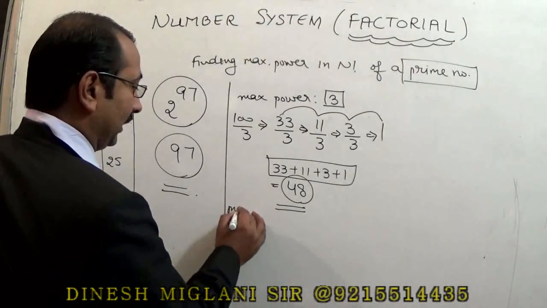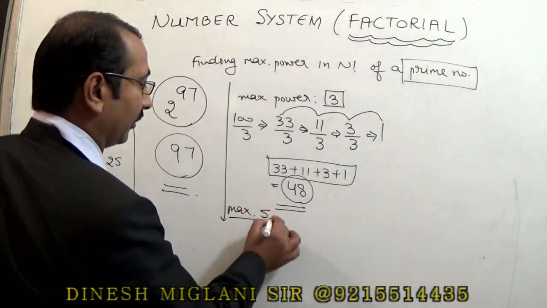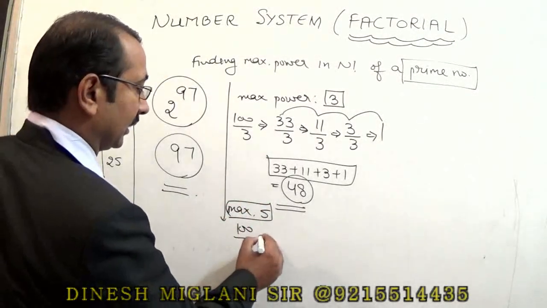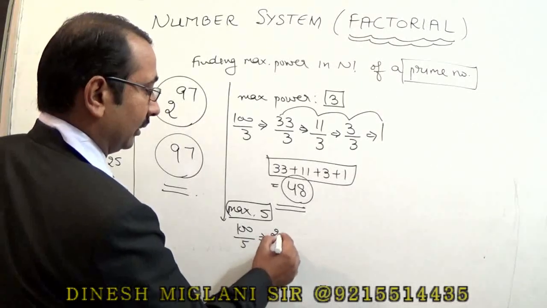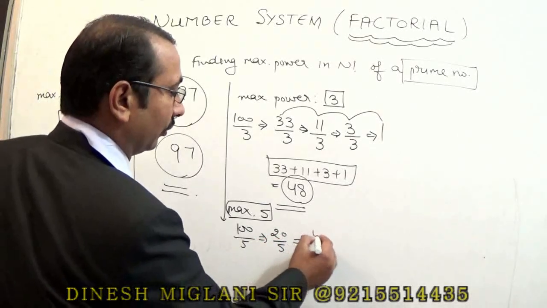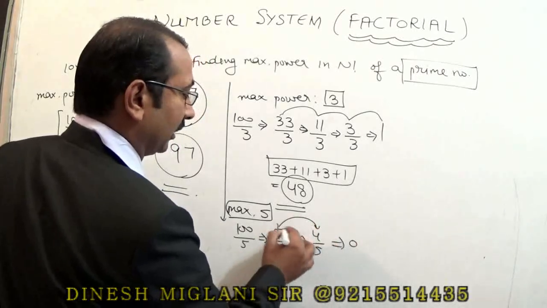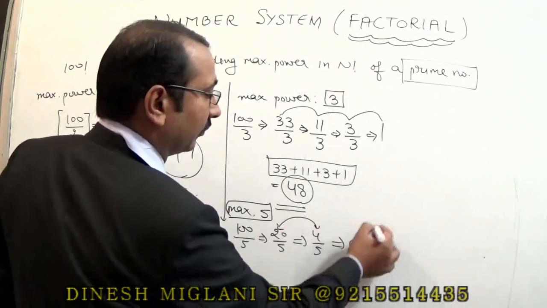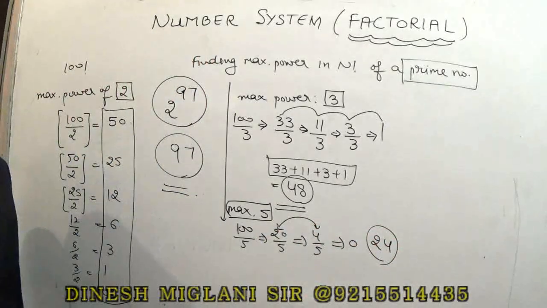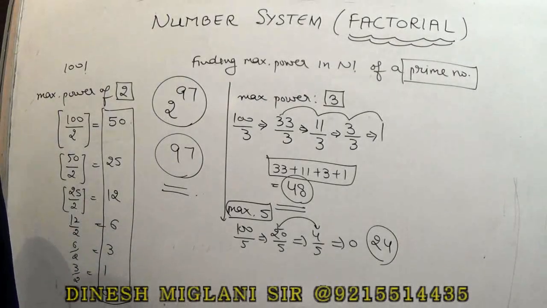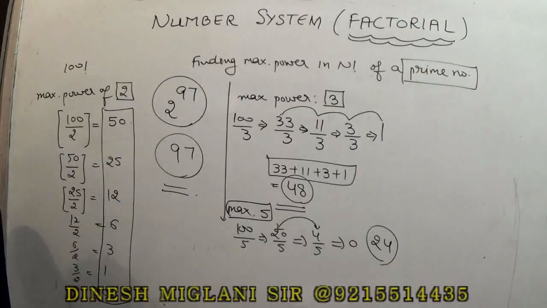Similarly, you have to find the maximum power of 5 in 100 factorial. How will you go about it? 100 by 5 gives you 20. Then 20 by 5 gives you 4. 4 by 5 gives you 0. Add these two numbers, 20 and 4, your answer is 24. So you can say that in 100 factorial, the maximum power of 5 is 24. I think after understanding this, you are in a position to get your answer.